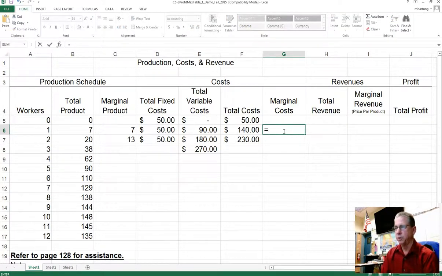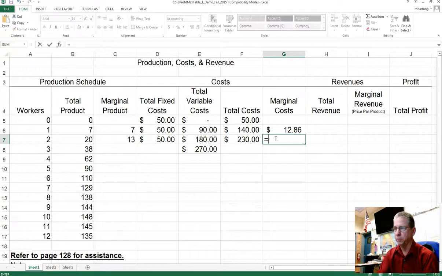Start with that equal sign. Marginal cost is the increase in variable cost, not the total variable cost, but the increase. And the increase for this problem is always going to be $90 divided by the marginal product. In this case, the 7. I'll double click on that again if you want to take a look at that. 90 divided by 7. Increase in variable cost divided by marginal product.